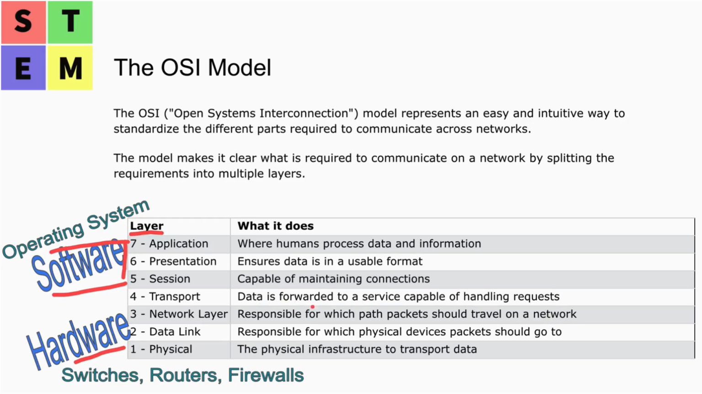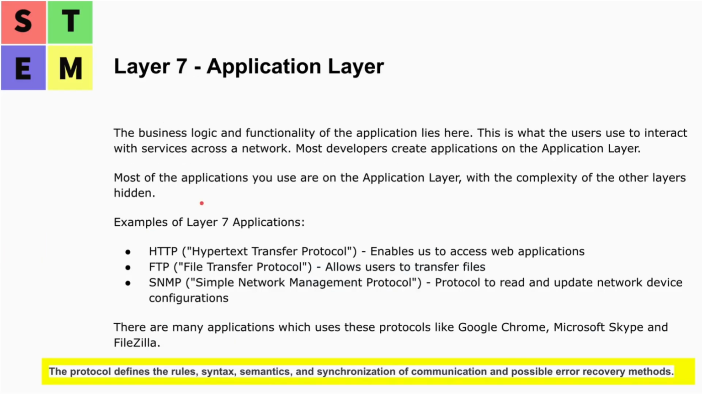The transport, data is forwarded to a service capable of handling requests, and session, capable of maintaining connections. Presentation, ensuring data is in a usable format, and application, where humans process data information. So that's the brief talking about the 7 layers overall. And now let's take a look at the details of them. So it will make us more clear what those 7 layers actually do.